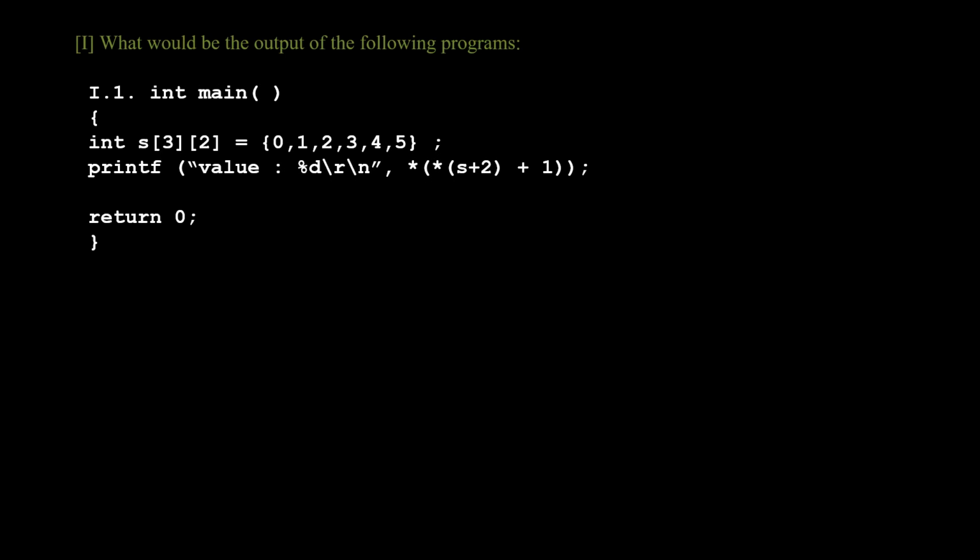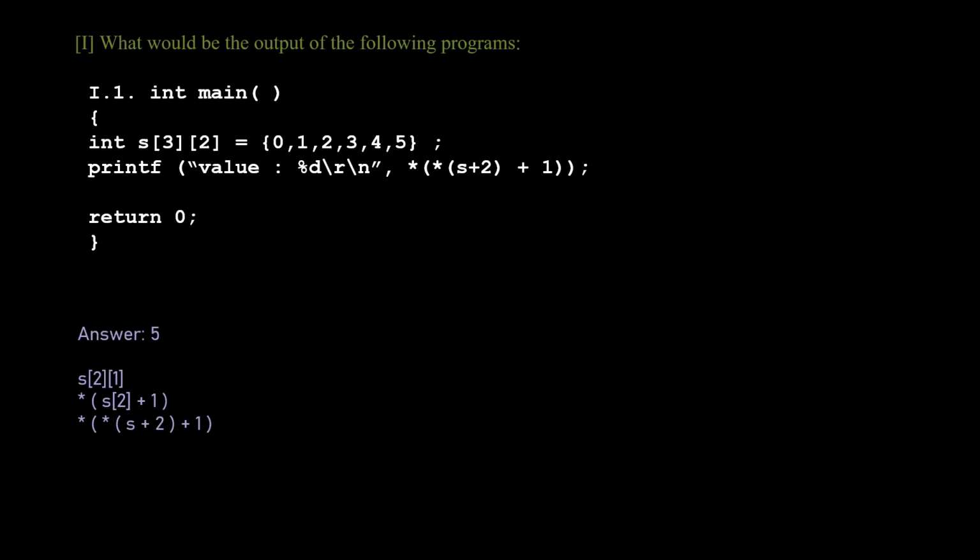Please go through the question and then after that I'll start a timer of 10 seconds and then we can see what is the answer. The first question is S of 3 and 2 and the values are assigned and we are printing star of S plus 2 plus 1 and then there is an asterisk. So I'll start the timer. Let us see the answer.